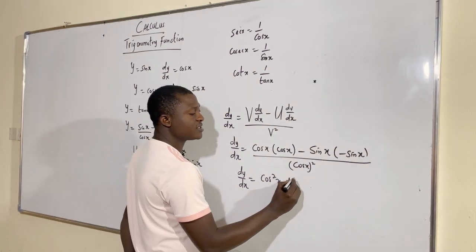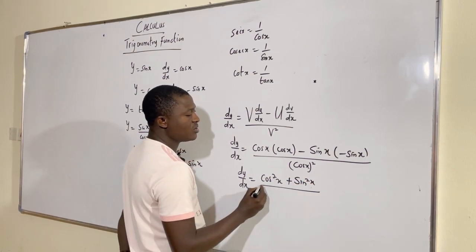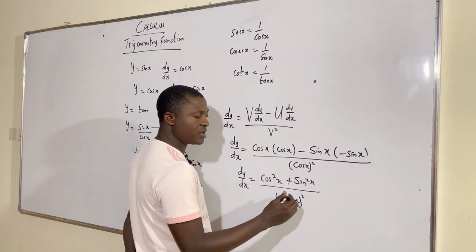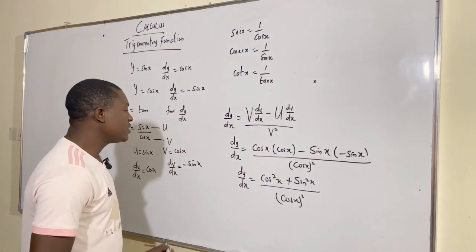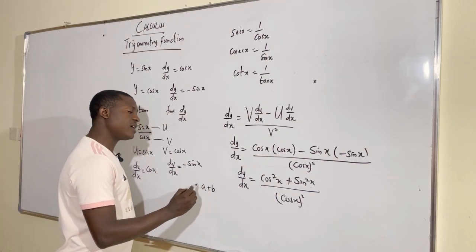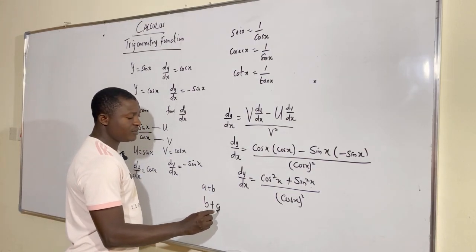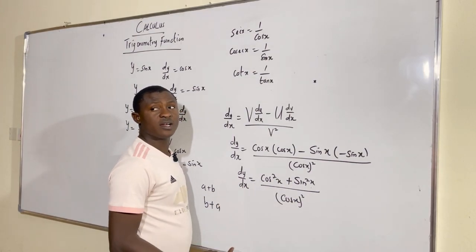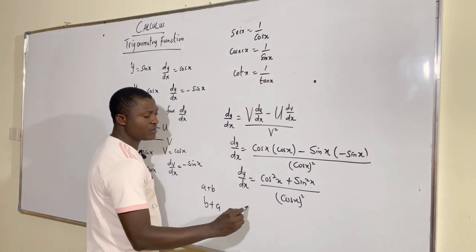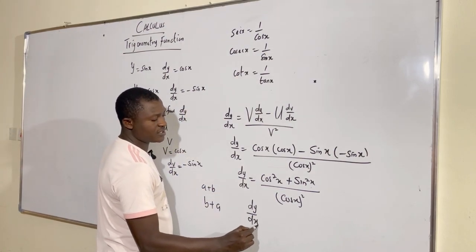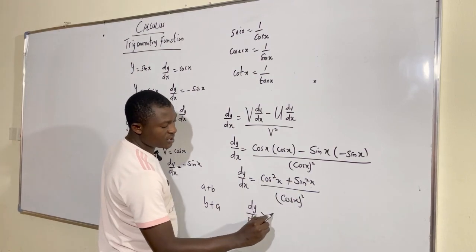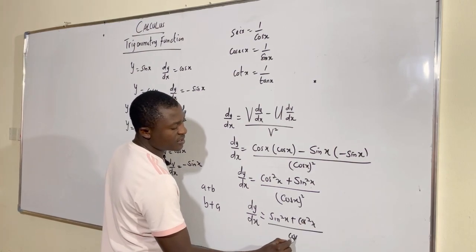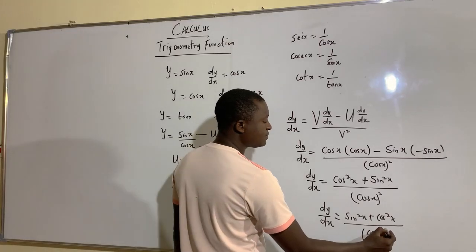Then sin x times sin x, and we have sin square x, all divided by cos square x. Or you can say cos x all squared, or you can say cos square x. You see the same thing? Now, if I have a plus b, it's still the same thing as b plus a. So what am I trying to say here? If I have cos square x plus sin square x, of course, it's nothing but sin square x plus cos square x. So here I can have dy/dx is equal to, instead of writing this, I will just write sin square x plus cos square x, all divided by cos x all squared.